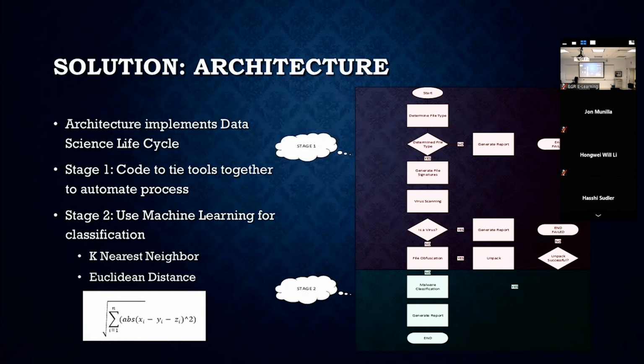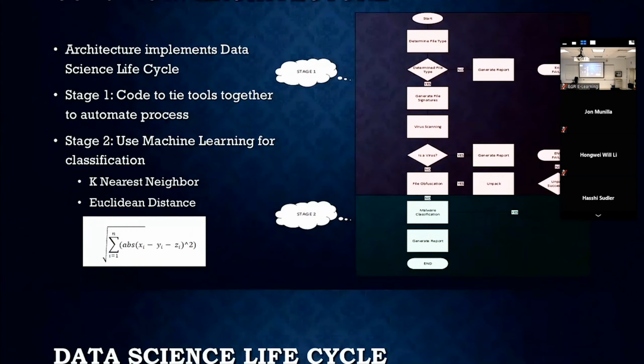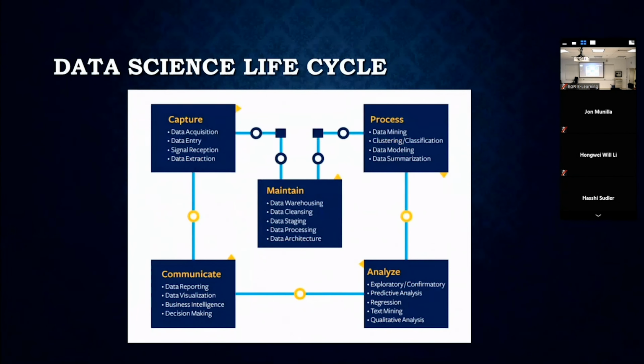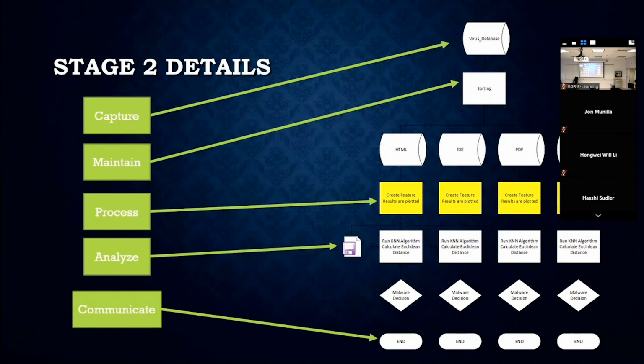And then the other portion that I wanted to highlight about this architecture is that it implements the data science lifecycle. And if you're asking, what is that? Let's take a look at that. The data science lifecycle is: capture, maintain, process, analyze, and communicate. When we look at all these nice fancy words, we say, well, how does that apply to your solution? This is what the stage 2 details look like and how it applies to the life cycle.